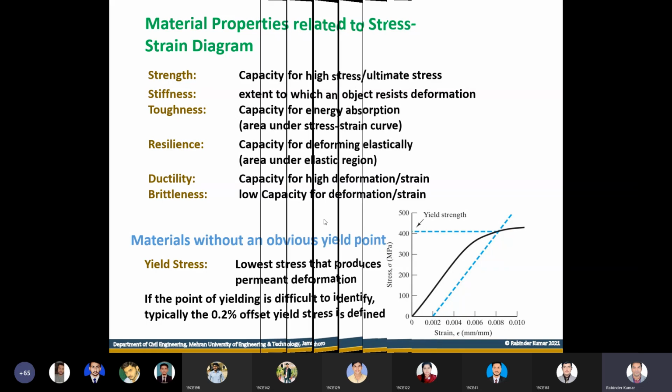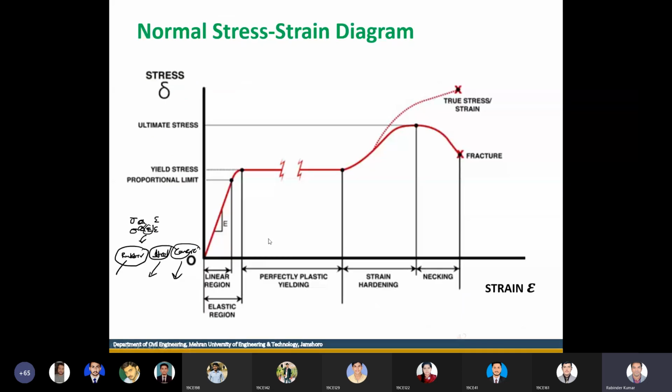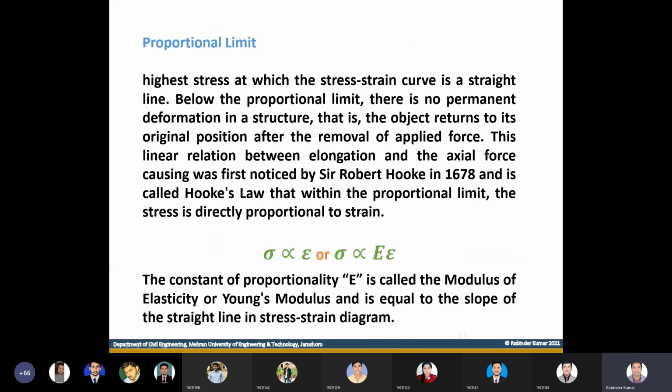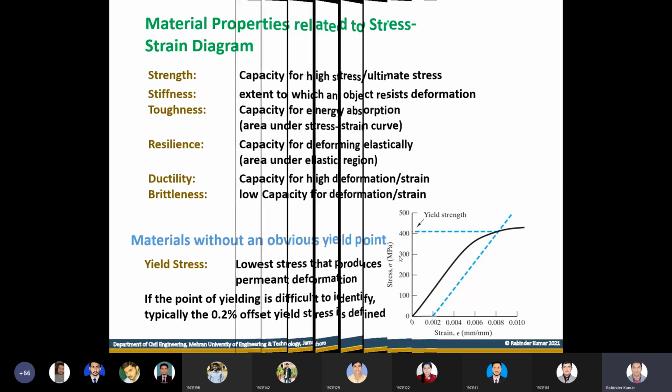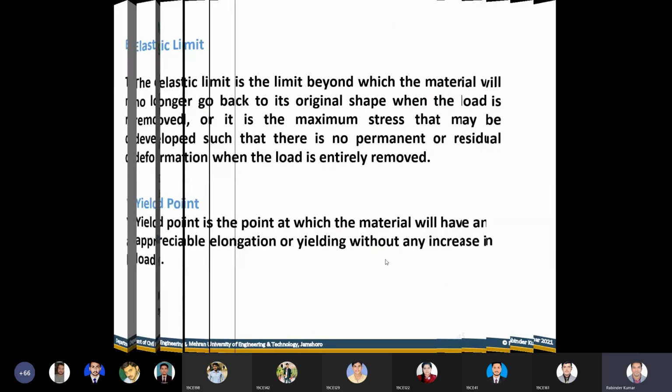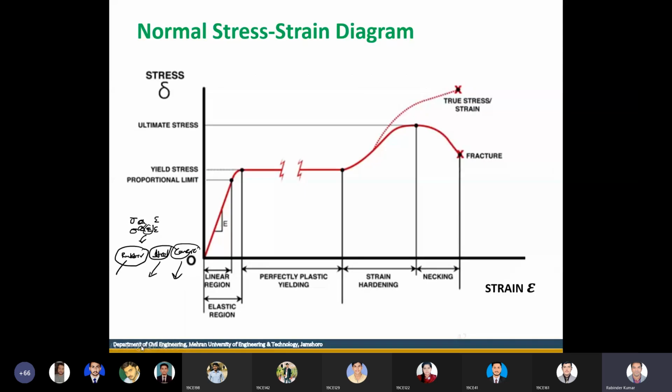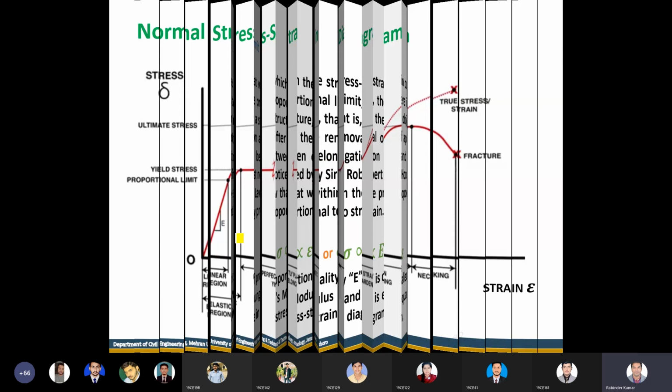For example, now again look here. The area under the stress strain curve represents the toughness. Resilience is the capacity for deforming elastically, the area under the elastic region. If you calculate the area under this region, let me highlight this portion, this is the elastic region. See the area under this. This is known as resilience, the area under the elastic region.